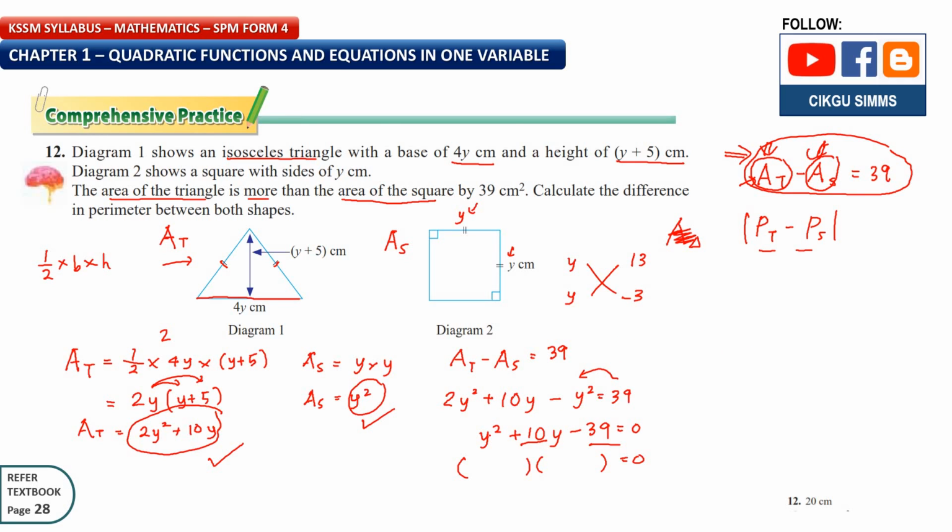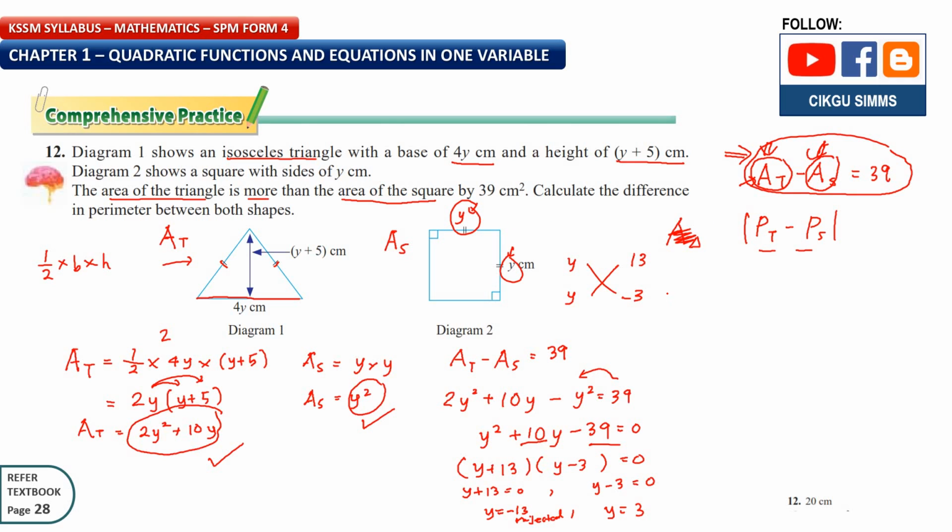So (y plus 13)(y minus 3). First bracket equal to 0, my first root is negative 13. Second bracket equal to 0, my second root is 3. So negative 13, I reject this value. The reason is I cannot have a negative length, right? So my value of y is 3.